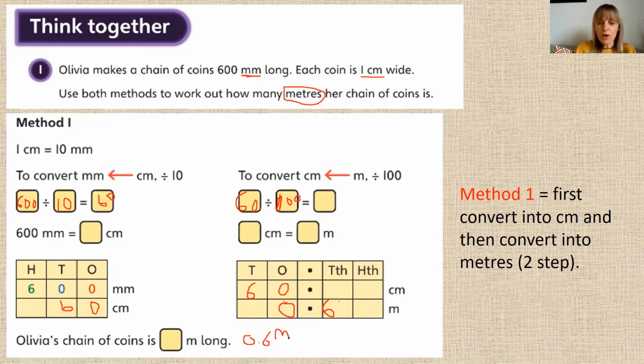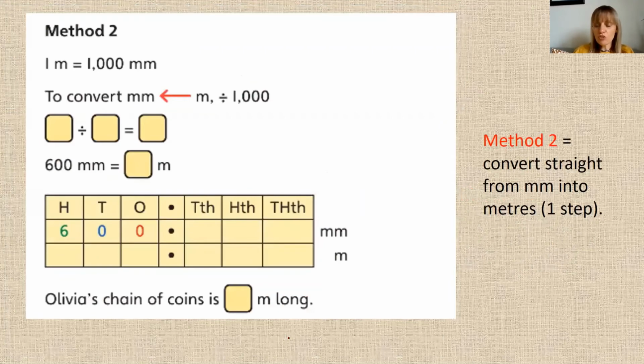So that's method 1, which is okay, but it's a bit too steppy. Now I prefer this method because you can go straight from millimetres into metres. It's only one step, because we know that 1 metre is the same as 1,000 millimetres, which means all we have to do is go straight from here. We start with 600 millimetres, and we divide by 1,000. I think I'm going to fit 3 zeros in here.